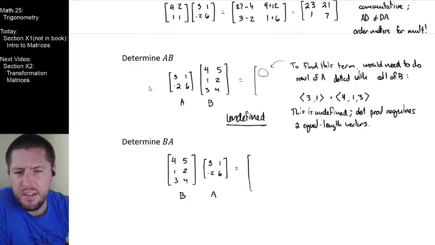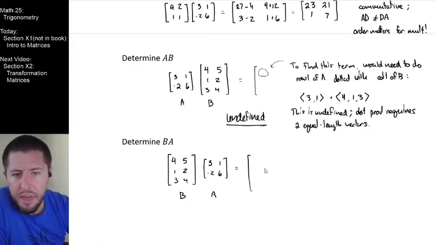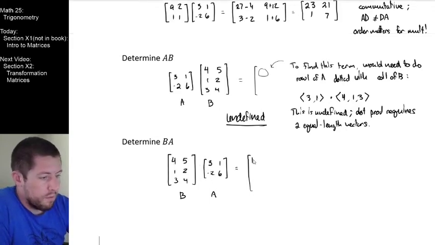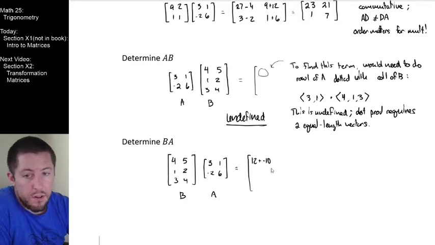Maybe we're going to get to the end and realize there's something screwy with the fact that these aren't both the same dimensions here, but I think we can at least get started. Let's just see what happens when we do this, okay? So first row of B, dotted with the first column of A: 4 times 3 is 12, plus 5 times negative 2 is negative 10. So we can get our first term.